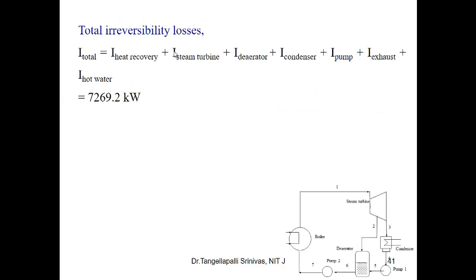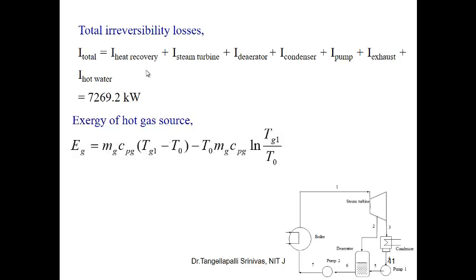The total irreversibility loss from the plant is the sum of the heat recovery, that's the boiler, steam turbine, deaerator, condenser, pumps, that's two pumps, exhaust and hot water. It is 7269.2 kilowatts. And similar to the energy of the hot gas, the exergy of the hot gas can also be determined from heat as well as its entropy values.